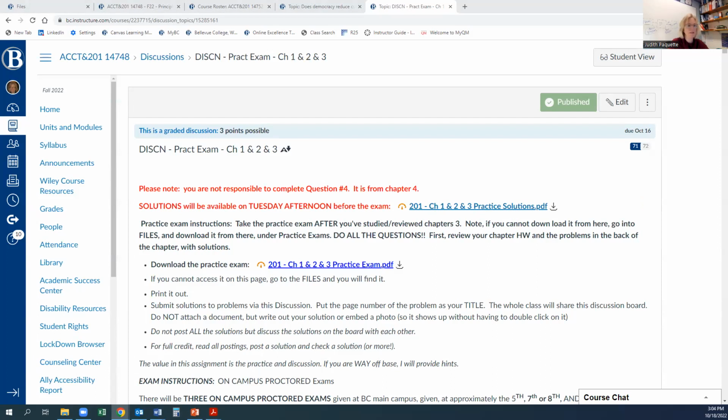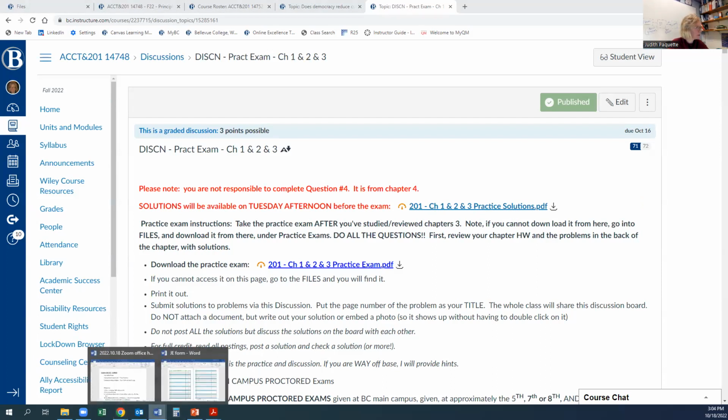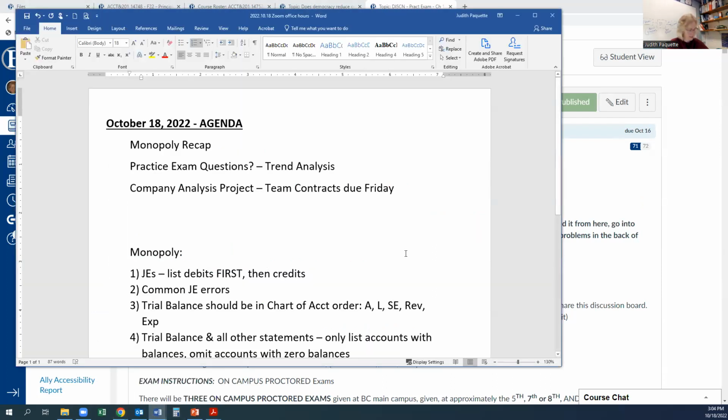All right, so let's go back to what we want to do today, because I know you guys don't have a lot of time. I want to start out by talking about Monopoly. I just want to call out a few things that you should be aware of. I graded the Monopoly for the online students, and I took a look at the Monopoly for the on-campus students. So I just want to call out a few things that would maybe be helpful.